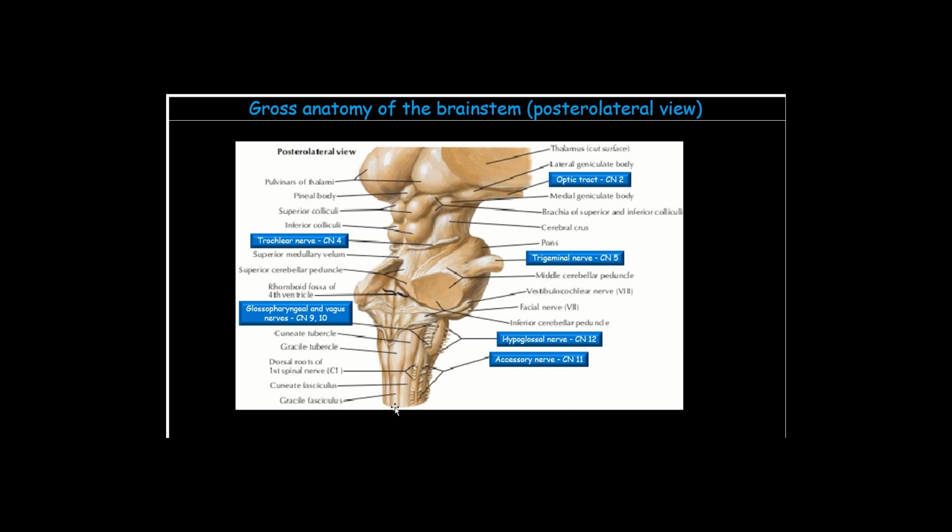aspect of the medulla. The gracile fasciculus is going to bring in the sensation of vibration, proprioception, and two-point discrimination from the lower part of the body into the gracile nucleus, whereas the cuneate fasciculus is going to bring in the same information of vibration, proprioception, and two-point discrimination into the cuneate nucleus from the upper part of the body.